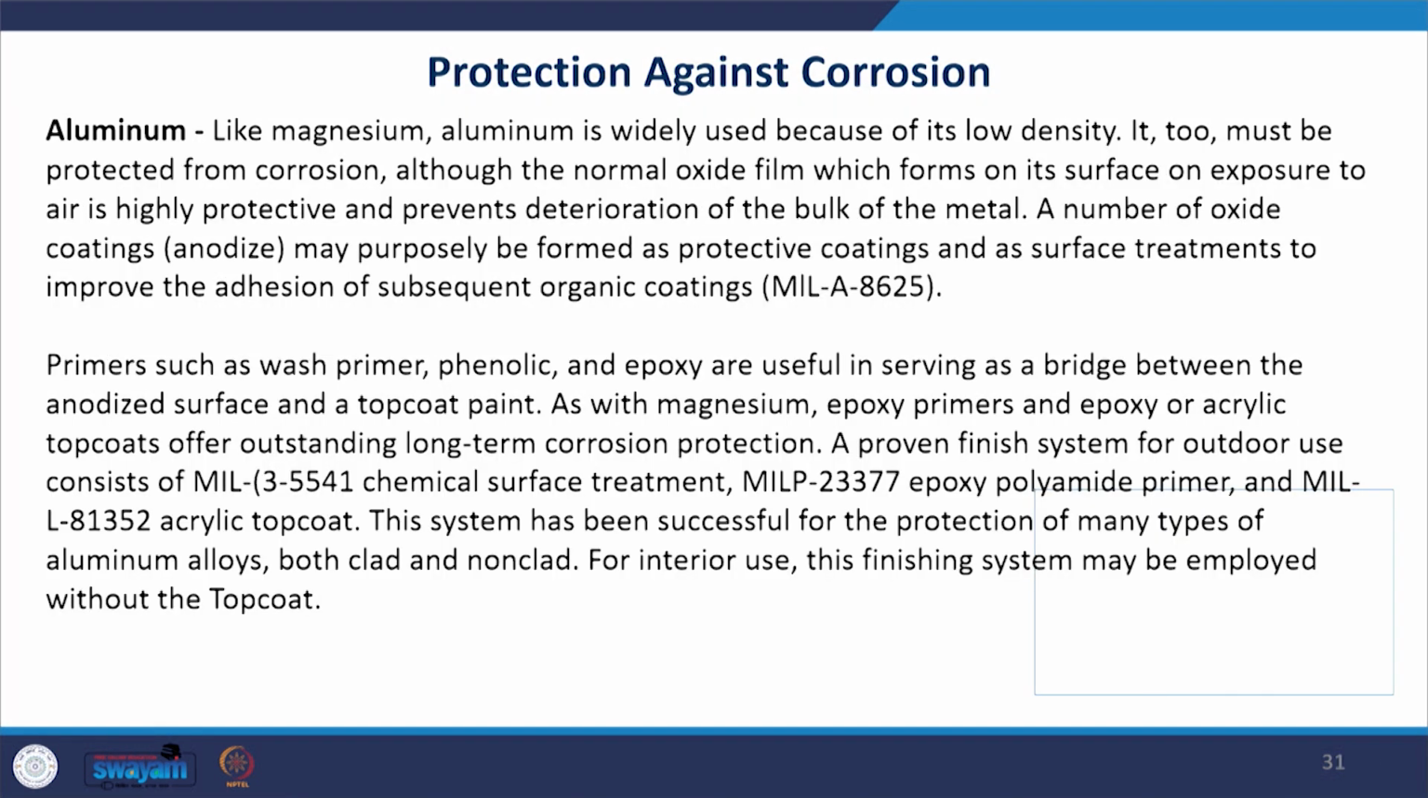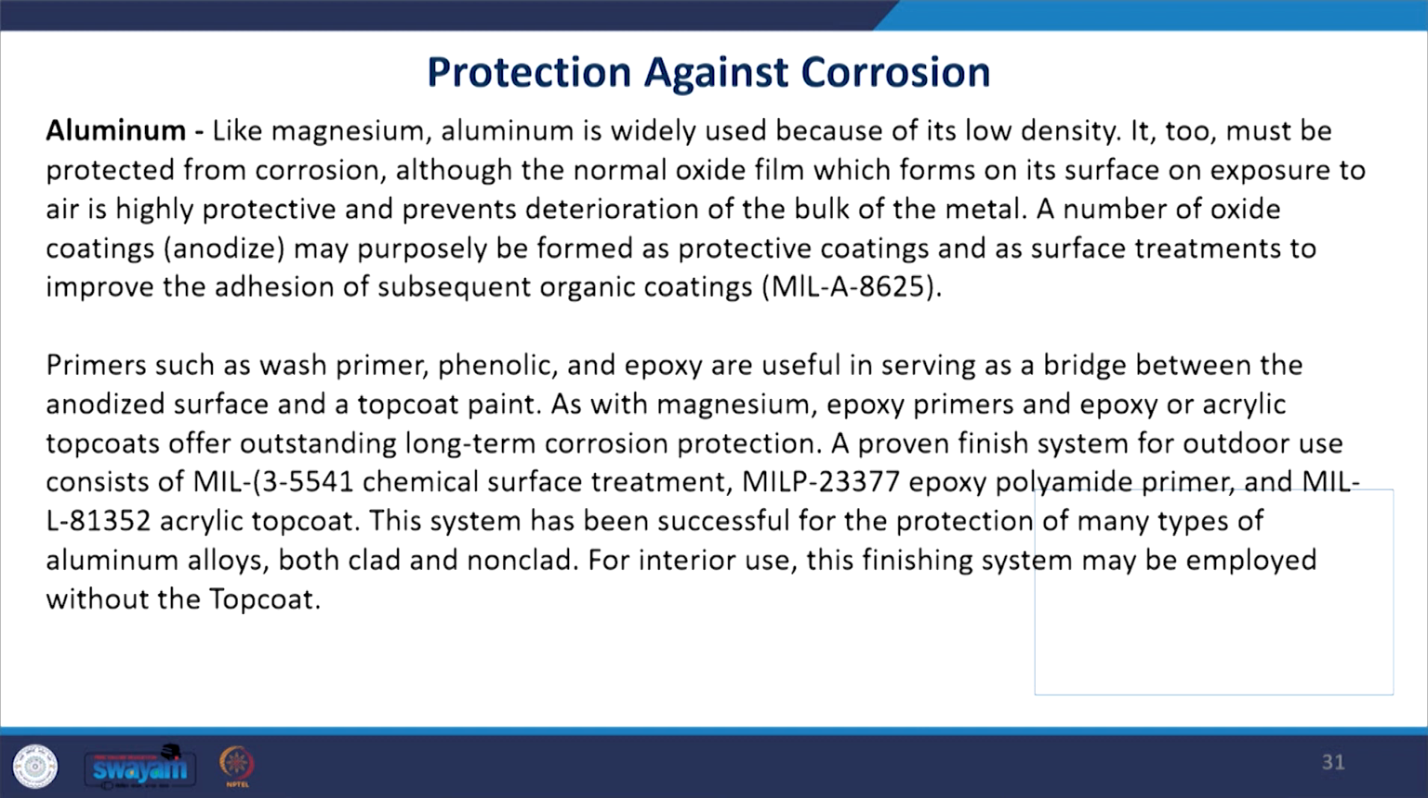Let us talk about aluminum. Like magnesium, aluminum is widely used because of its low density. It too must be protected from corrosion, although the normal oxide film which forms on its surface on exposure to air is highly protective and prevents the deterioration of the bulk of the metal. A number of oxide coatings, such as anodizing, may purposely be formed as a protective coating and a surface treatment to improve the adhesion of the subsequent organic coating.